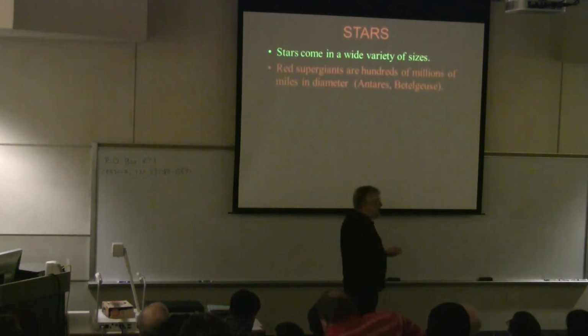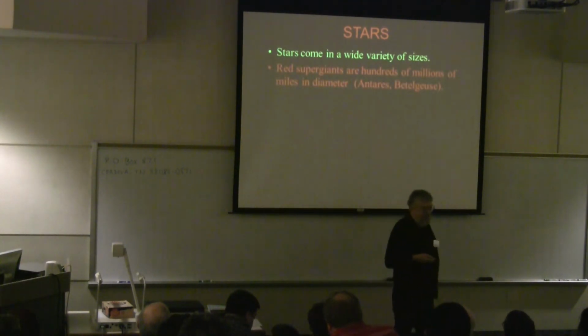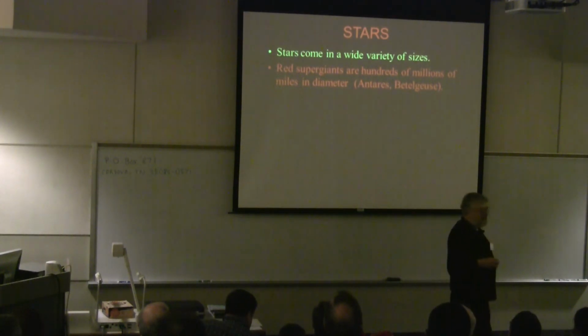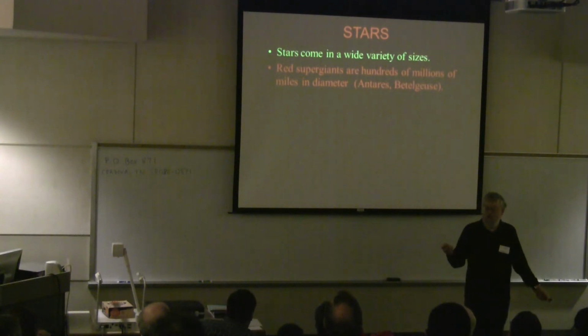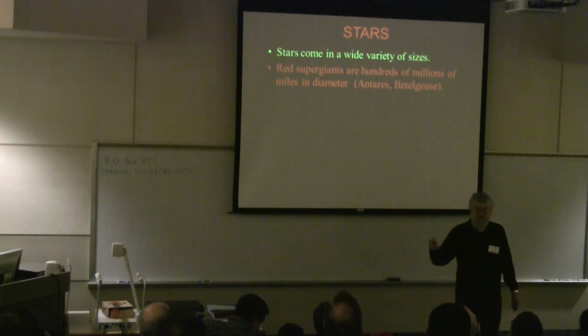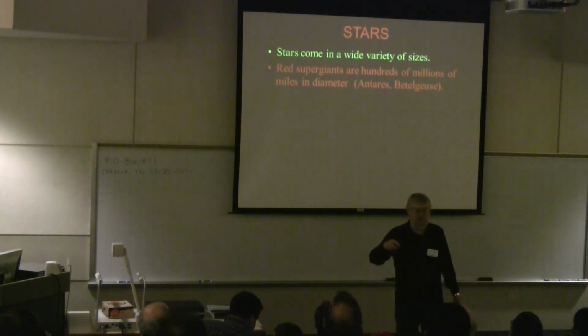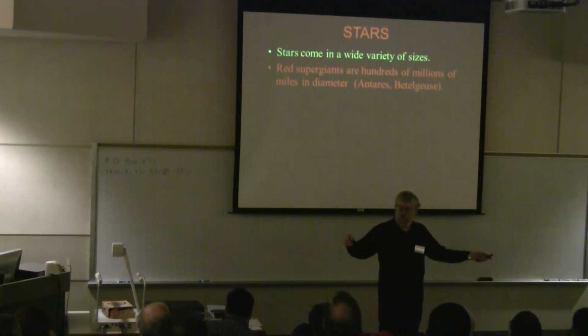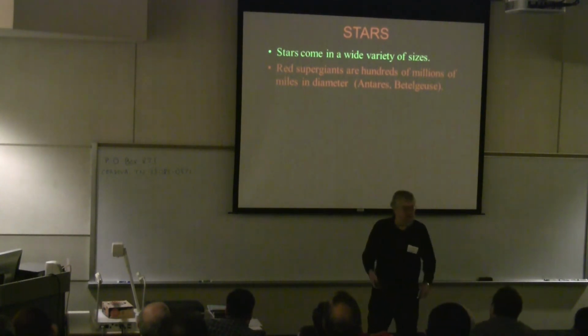The red supergiants are the biggest ones, like Antares in Scorpius or Betelgeuse in Orion. Those are hundreds of millions of miles in diameter, hundreds of millions. Bigger than the orbit of the Earth, bigger than the orbit of Mars, for example. If we put Betelgeuse or Antares in the center of the solar system where the sun is now, it would extend out past Mercury, Venus, Earth, and Mars, and its outer fringes would be in the asteroid belt, almost out to the orbit of Jupiter, an enormous star. So those are the biggest ones.